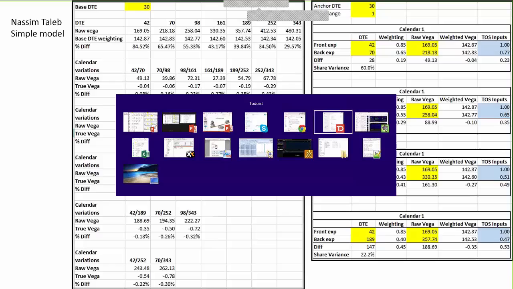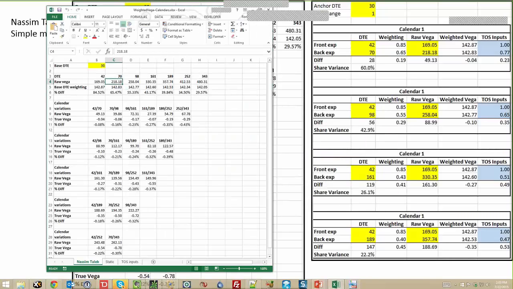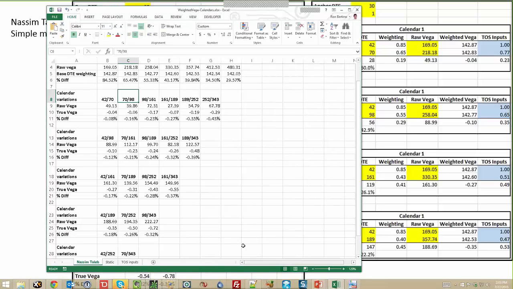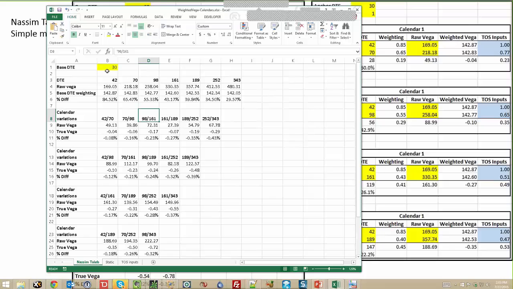It's this guy. All right. So this is the information that we just talked about. All right. Let me bump it up a little bit. All right. And so now the first thing about this is looking at base DTE, right? Because if you recall that formula that we looked at before, Nassim in his book uses 90 days as his base DTE, right?